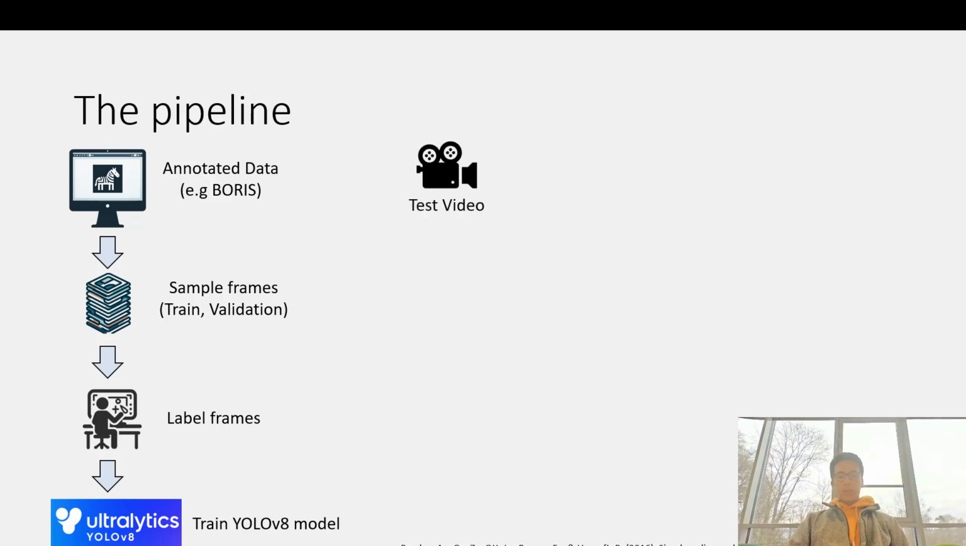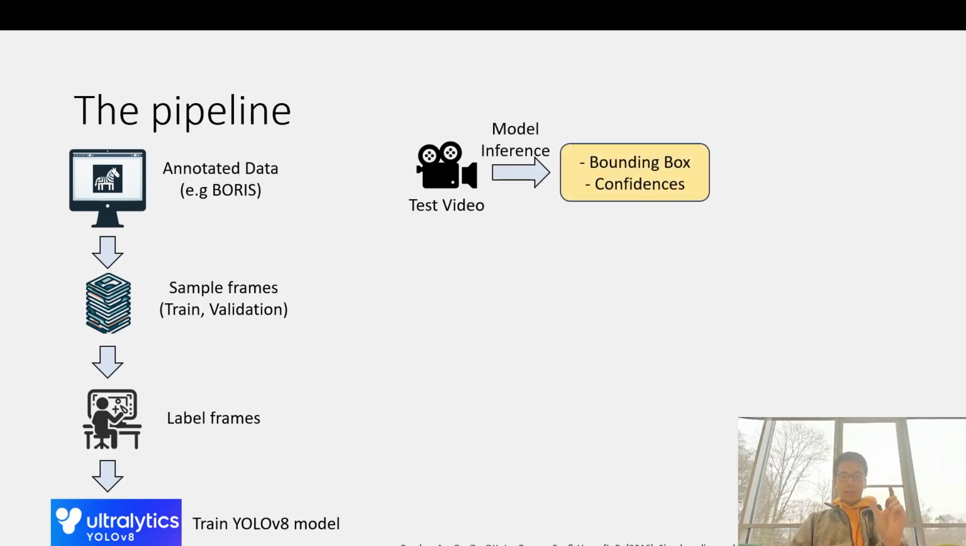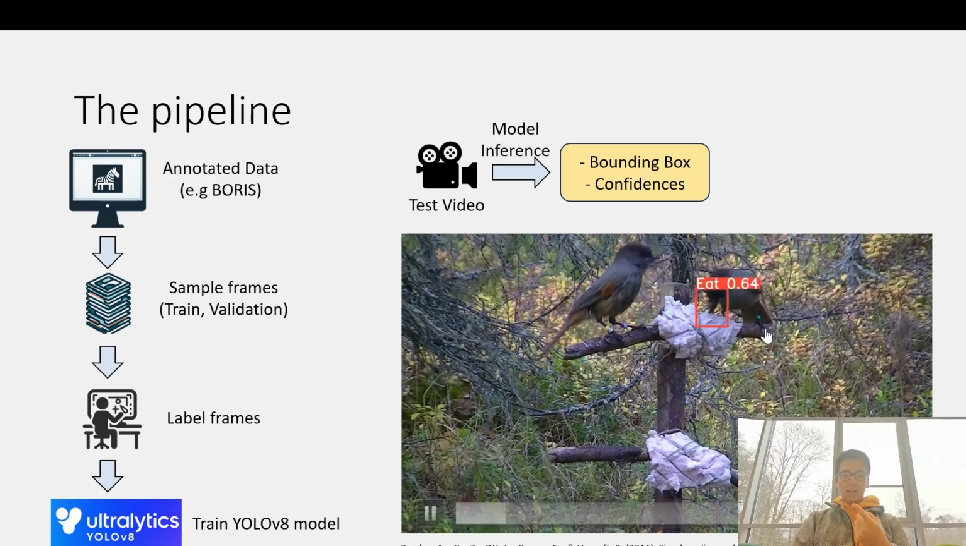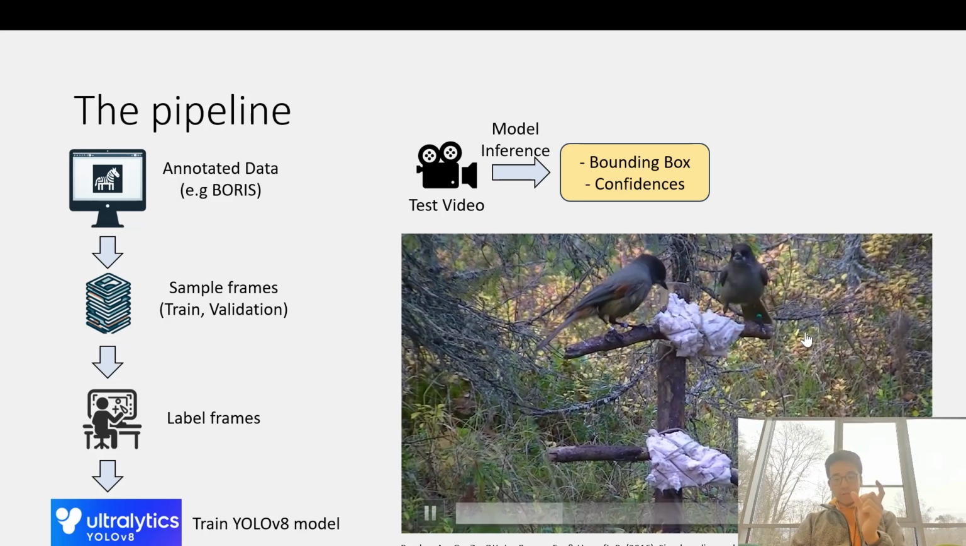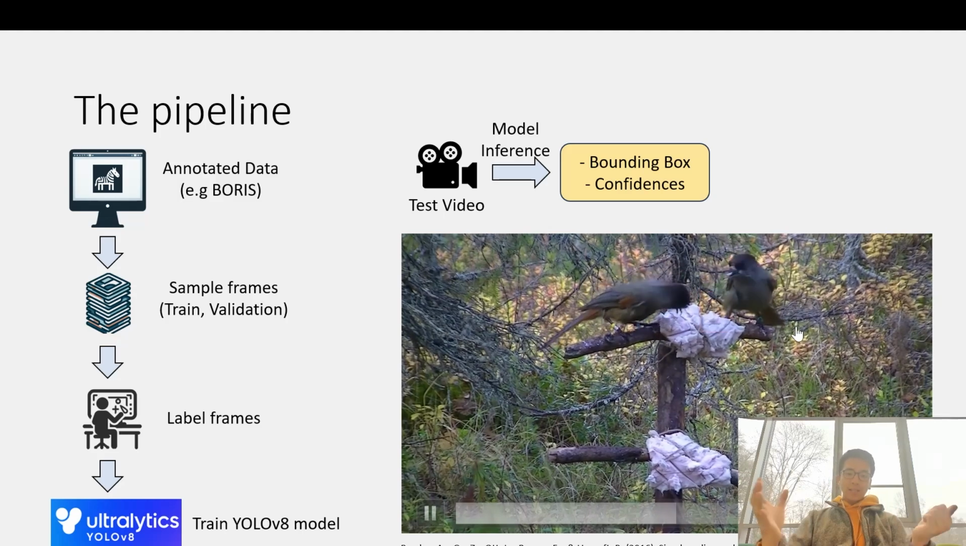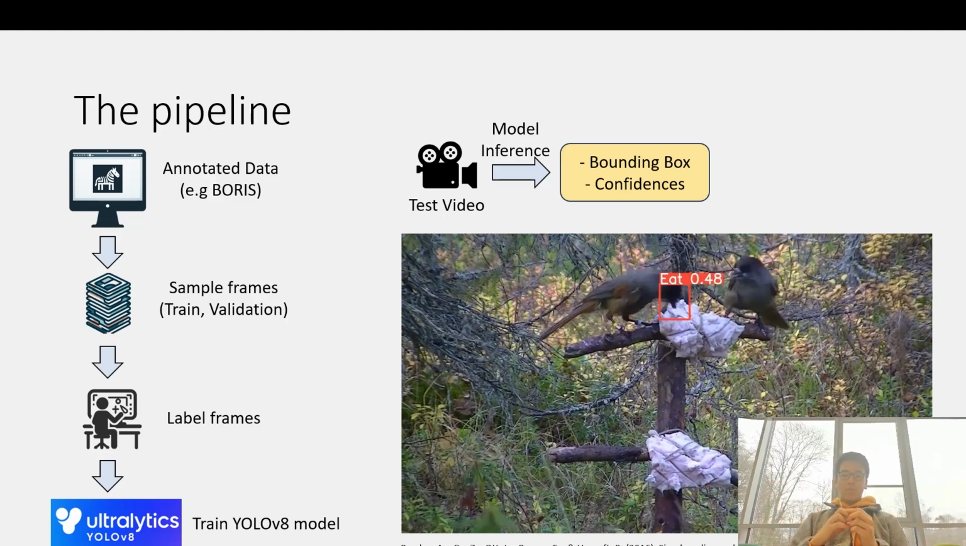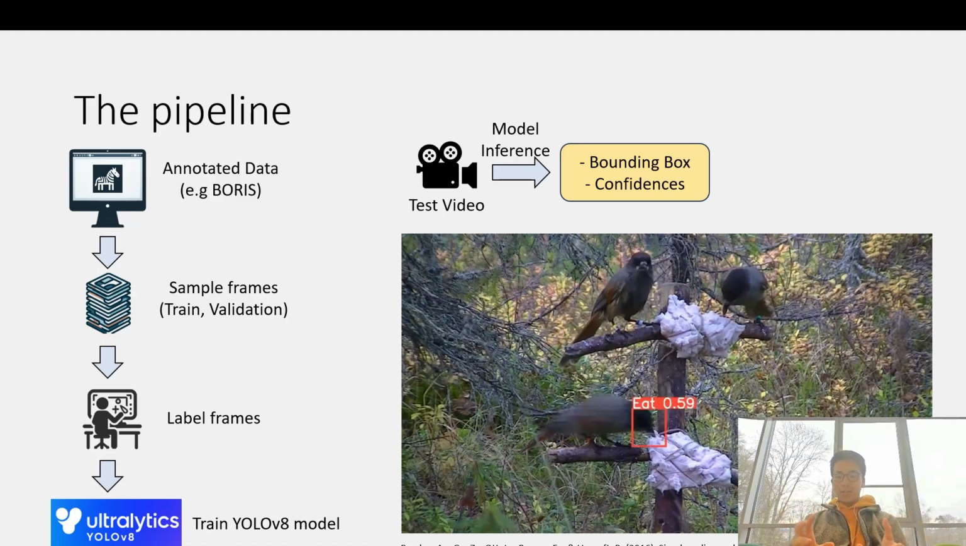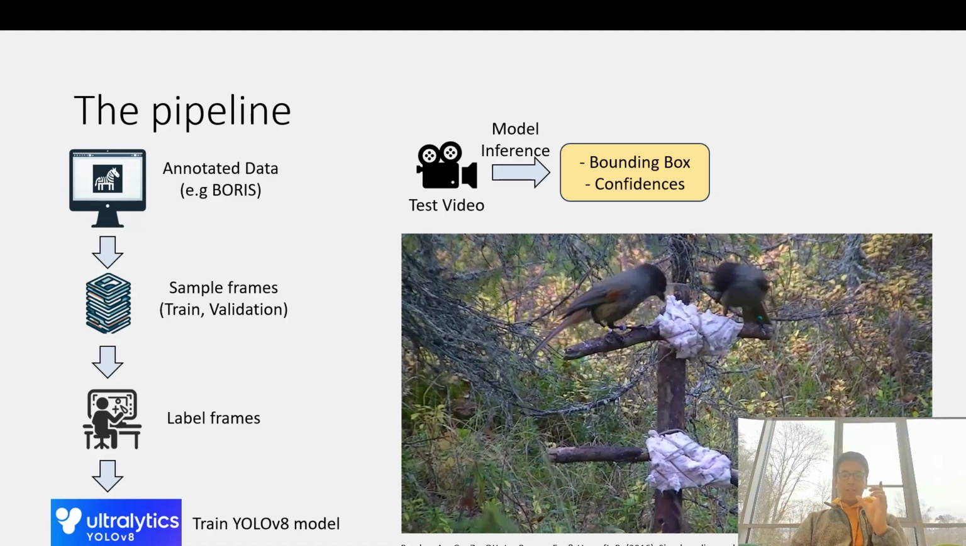Then after the model is trained, you can have a test video and do inference, which gives you bounding boxes and confidences. But this is the first problem of the pipeline, because the output of the model is just boxes, right? As you can see here, it's boxes and confidence, which is the 0.whatever number there. But this doesn't give you quantifiable behavior metrics. These are just boxes during frames. So we need a way to link these detections together.